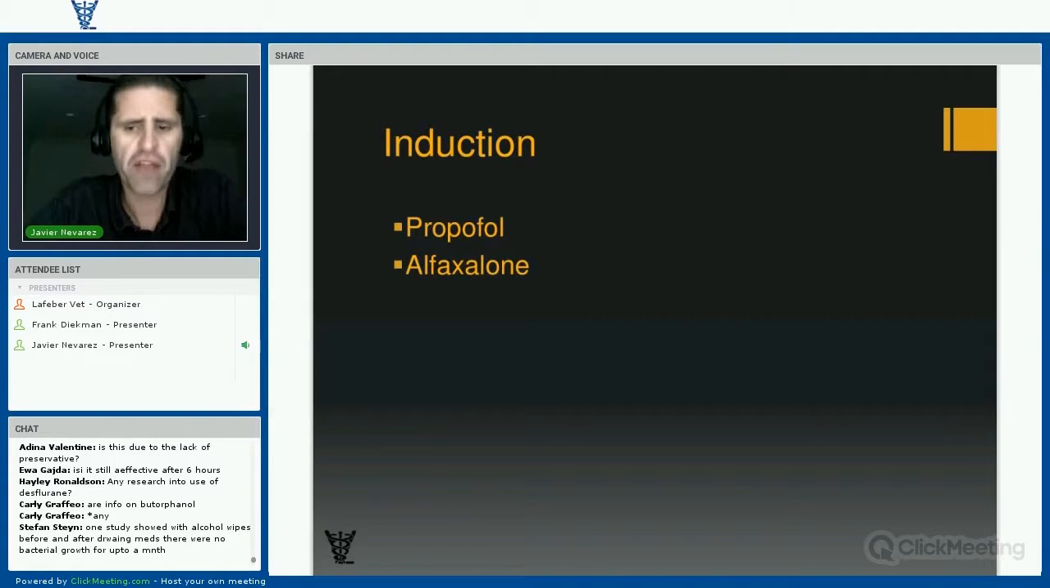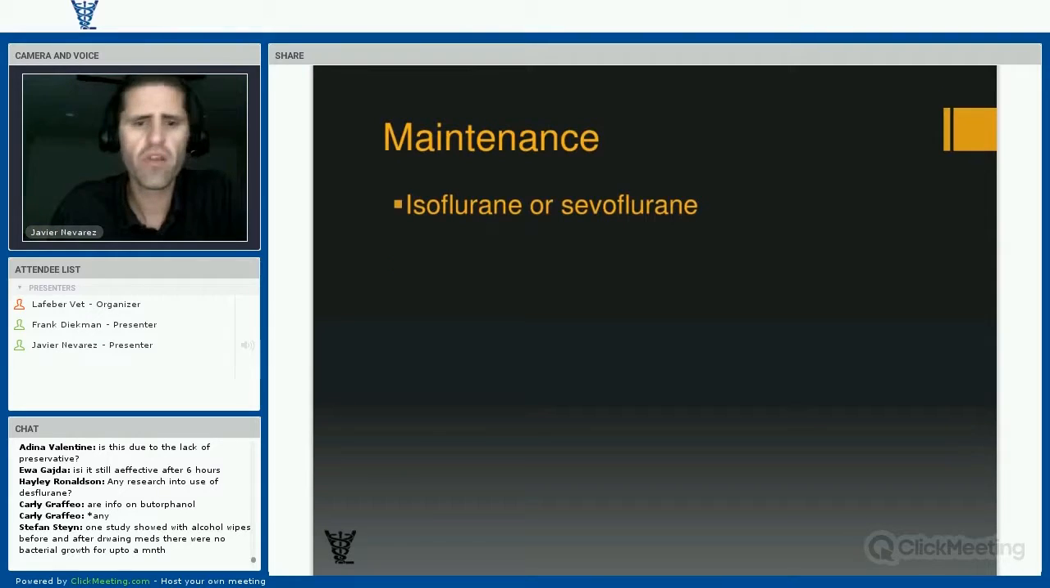And then for induction, typically you're talking about propofol or alfaxalone. Those are going to be your true induction agents, just like in the mammalian counterparts where you put in an IV catheter. In this case, you just go in and inject straight IV with the propofol or with the alfaxalone. Again, the advantage with alfaxalone being that you can do that IM. You don't have to go intravenously all the time.